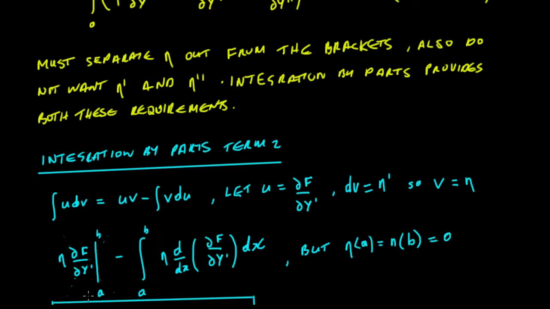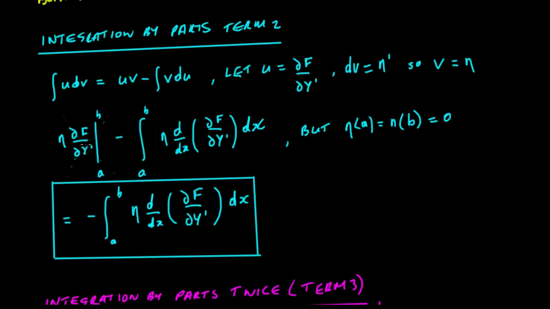So the first part of this term in integration by parts will go to 0, because eta at a equals eta at b equals 0. We'd just be left with this part here, minus the integral from a to b of eta d by dx of partial f by partial y derivative. You can see we've now no longer got a function of eta derivative, we've got a function only of eta, which is what we wanted.